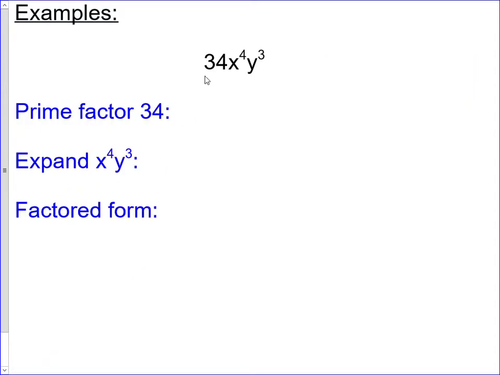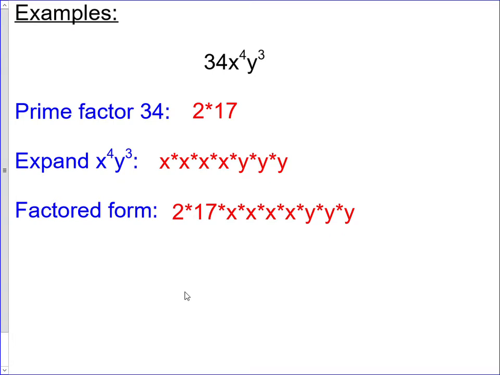So we've got 34 x to the fourth y to the third. Well, our first step was to factor 34. Well, 34 is 2 times 17. We're going to write x to the fourth power y to the third in expanded form. Well, that would be x times x times x times x times y times y times y. Then if we write this in factored form, we just put these two together, and so we would have 2 times 17 times x times x times x times x times y times y times y.